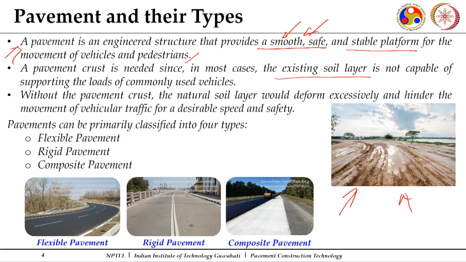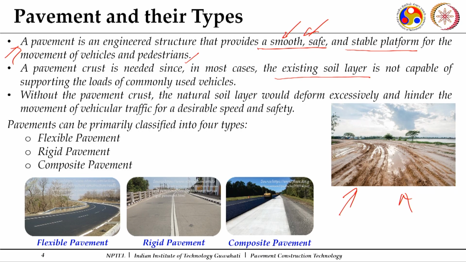Otherwise, in most cases it is not able to, because nowadays all areas have a good amount of movement of vehicles. So, the existing soil layer is not capable of supporting the loads of commonly used vehicles. If I go without this kind of structure, which I will call a pavement crust, because whatever is inside the pavement is my crust, then the natural soil will get deformed excessively and hinder the movement of vehicular traffic at a desired level of speed also. This is also very important.